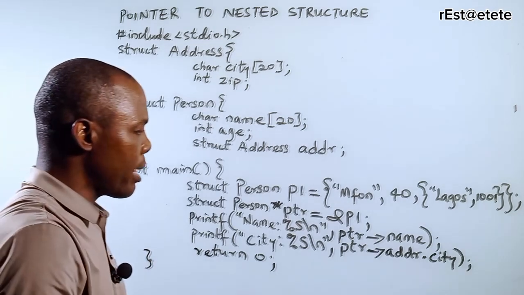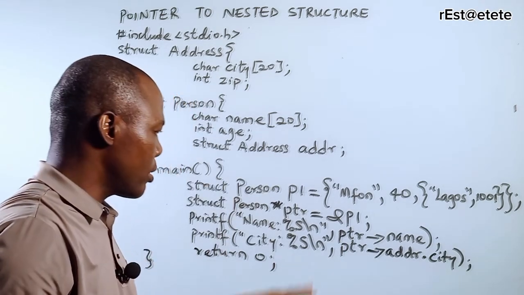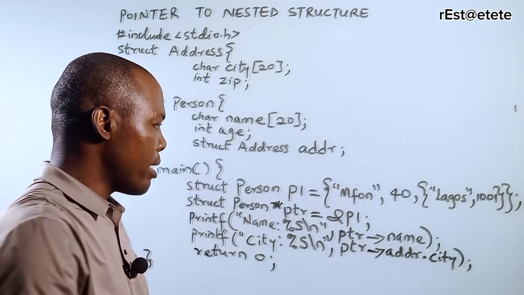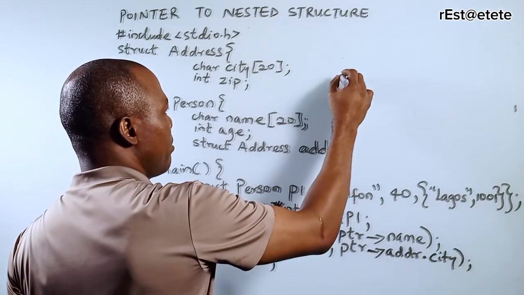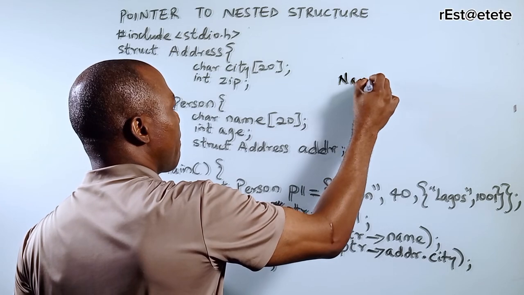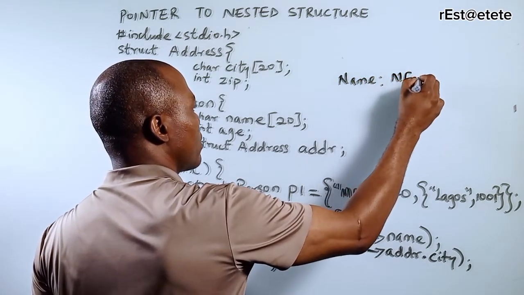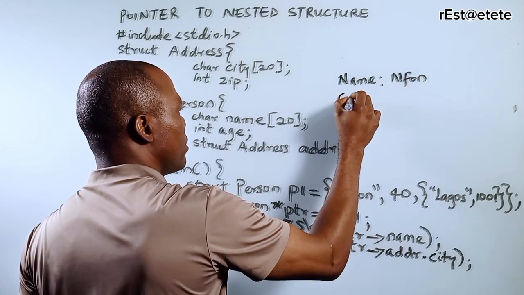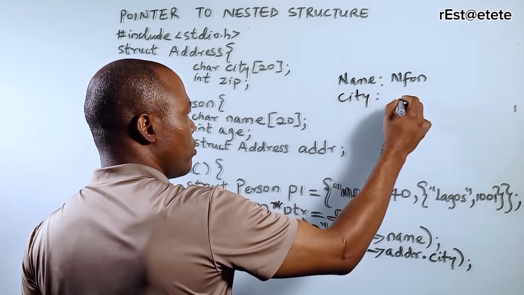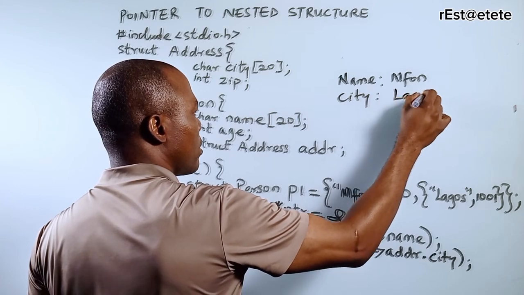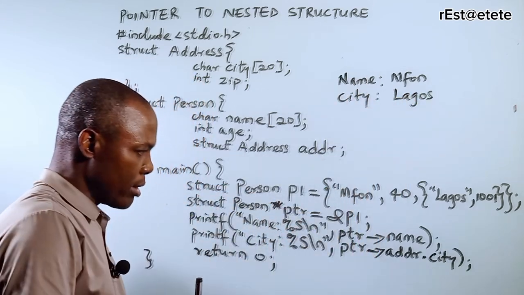So this is my program. It will print out the same thing: to print out name, and then to print out city. So this one will give us name as what? Mfon. And then city as what? Lagos. That is what is going to print out on the screen.